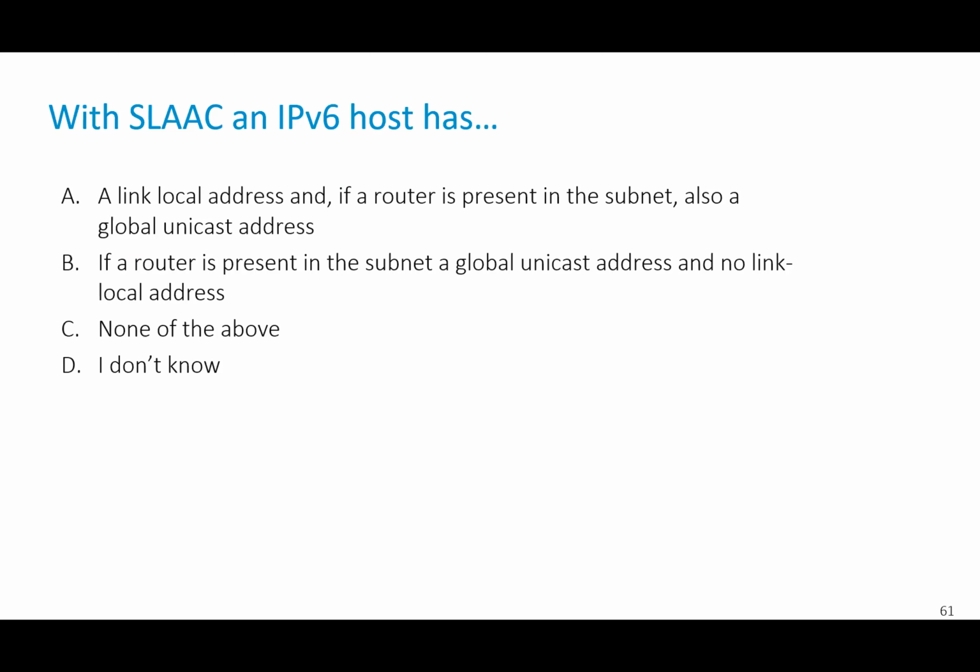I close the poll. With SLAAC, you will obtain a link local address, and if your router is present in the subnet, a global unicast address. So you will always obtain a link local address. What is missing here? What do you not get with SLAAC?